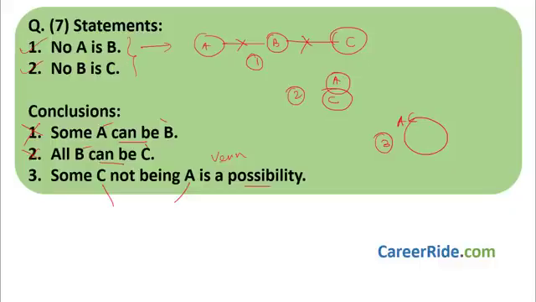No A is B. So A and B are not connected. No B is C. So C and B are again not connected. Both statements are satisfied, right? So this is a valid diagram.